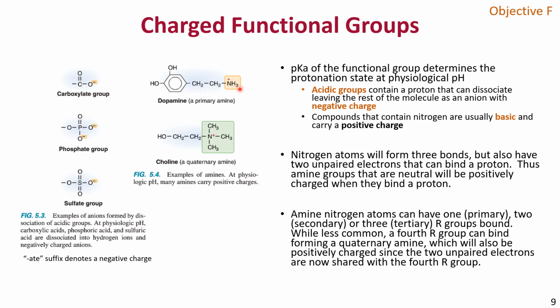Now the same thing is true. Amine groups are basic, and by basic it means they like to pick up an extra proton. And at physiological pH 7.4, 7.2, these things will be protonated. And so nitrogen with three bonds will be neutral, but nitrogen with four bonds will be positively charged. And so we see a primary amine, there's one R group. Here's a quaternary amine, four R groups. Primary is one, secondary is two, tertiary is three, quaternary is four. So these are going to be charged at the body pH.